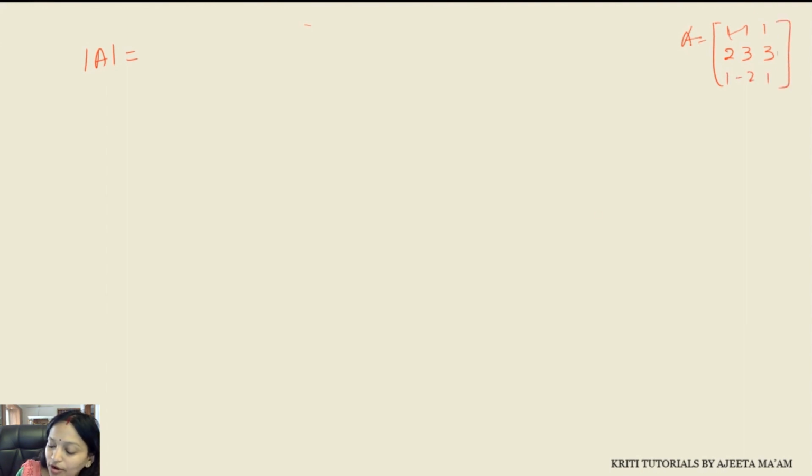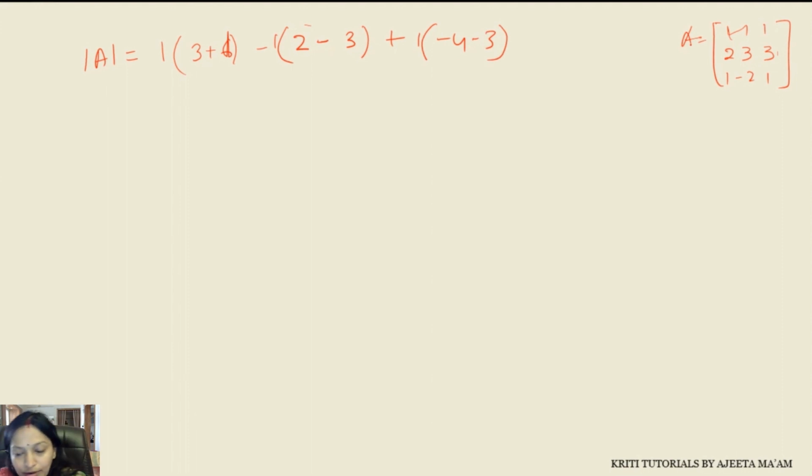Let's calculate the determinant value of A. 1, 3 plus 6 minus 1. So we get here 2 minus 3 and plus 1 minus 4 minus 3. This is what we get. Correct? Now let's do the calculation. Now 9 plus 1 minus 7. So what's the answer? 3, which is not equal to 0. So A inverse exists. Correct? This is what we have.